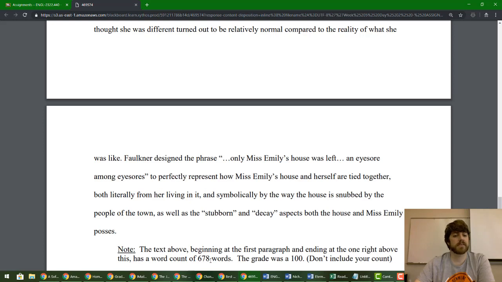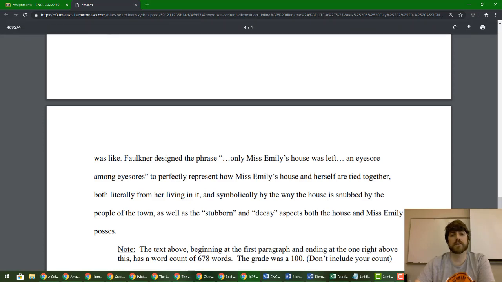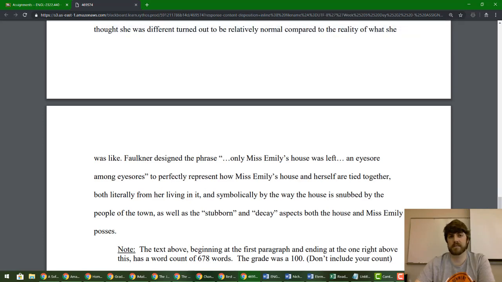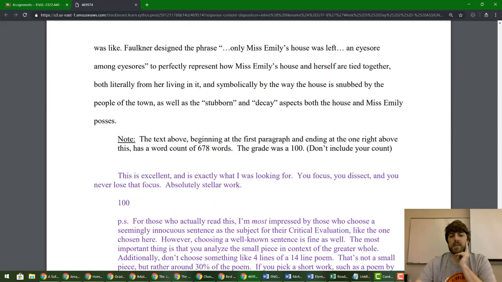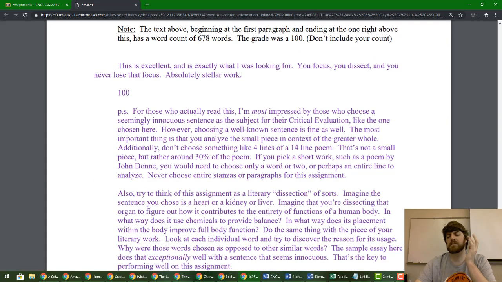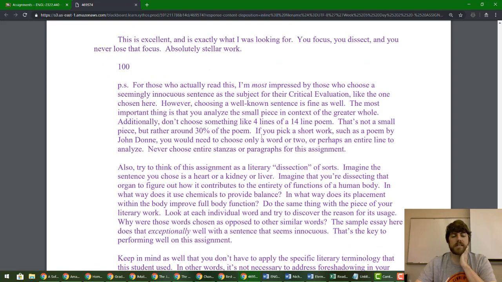And the grade was 100, so I considered it to be, it wowed me so much in such a short space. Took something that I thought was just simple, made it incredibly complex. That's really what I'm looking for in this paper, is that you can take something that seems sort of innocuous and make it seem incredibly important to achieving purpose and meaning in the story for the author. And I'm most impressed, like I say, by the innocuous.